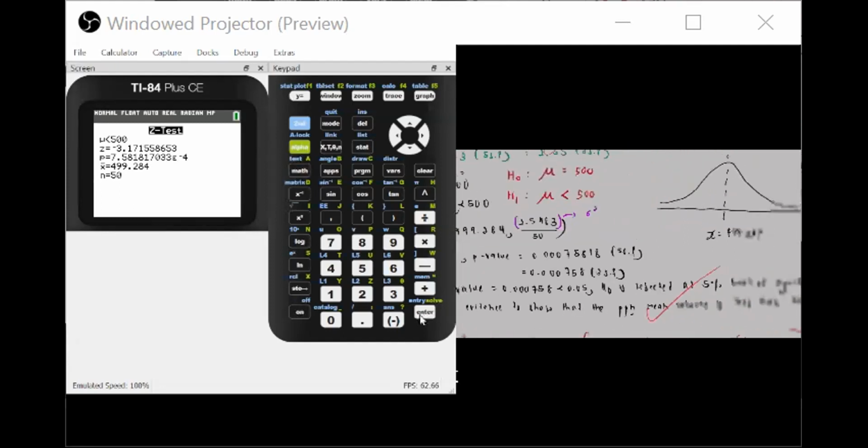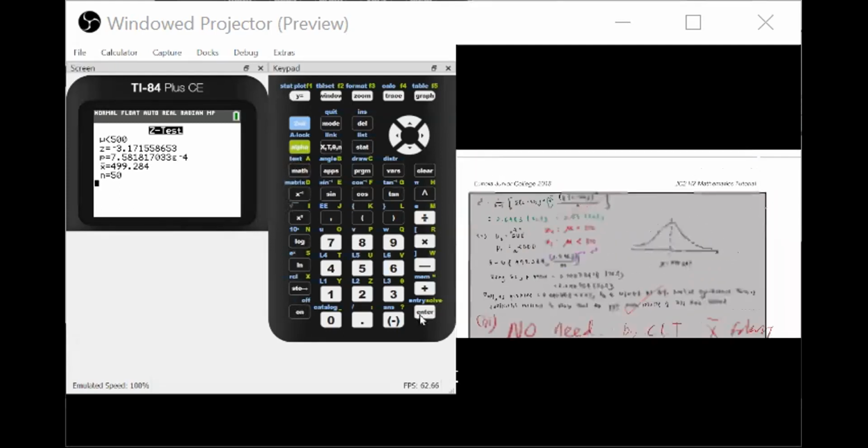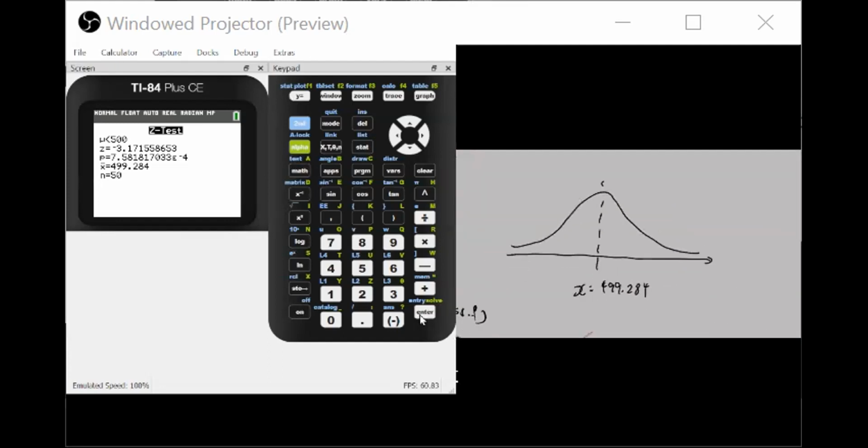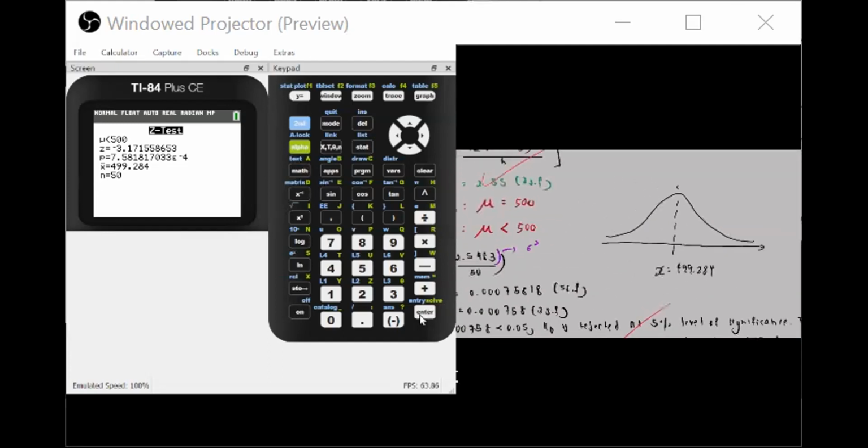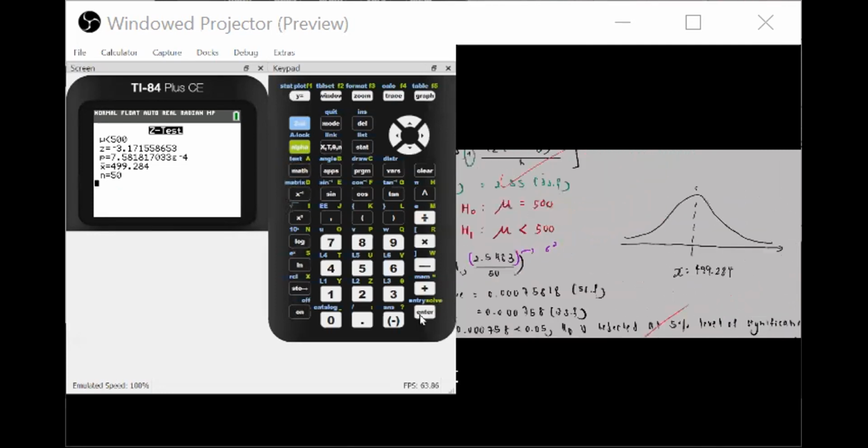So what does it mean? I translate it to the graph. Our X bar here follows this mean and this variance. That means your mean here will tell you where the line of symmetry of your bell curve is. So it's 499.284.